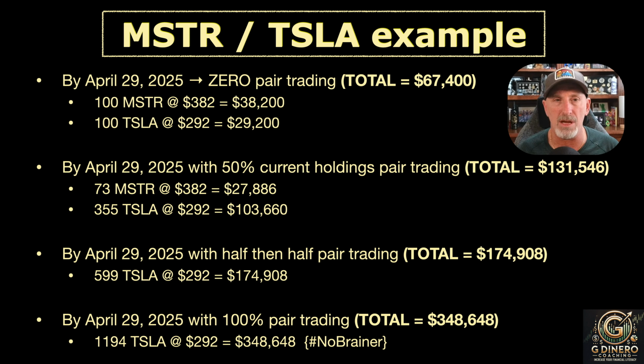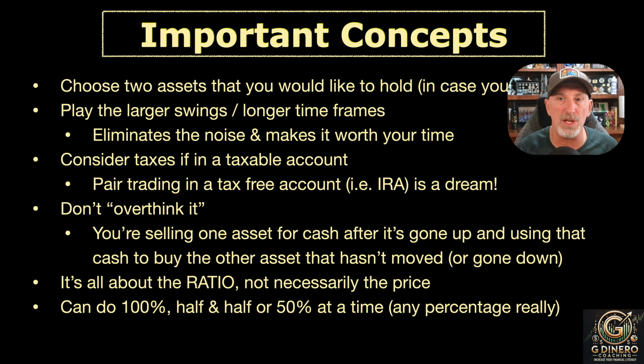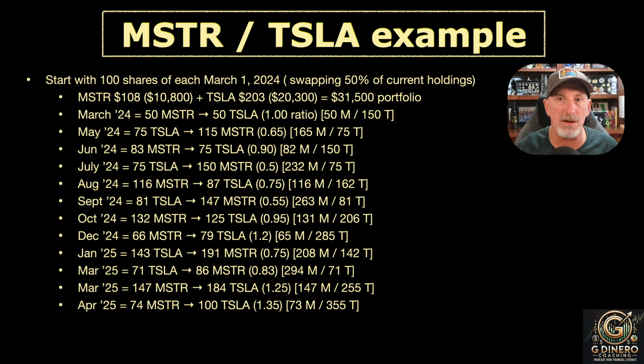I forget what the number was. It was 200 and something. You're left with 292. I'm sorry, it's at $292. You're left with $29,200. You add those two together, and you're at $67,400.